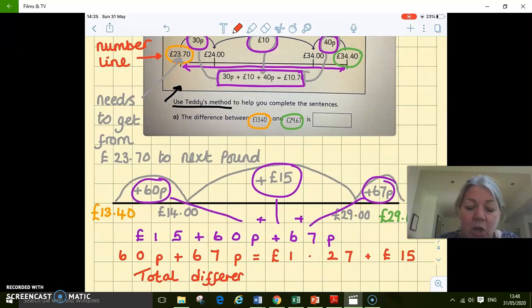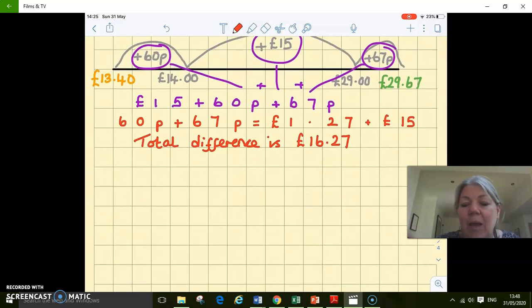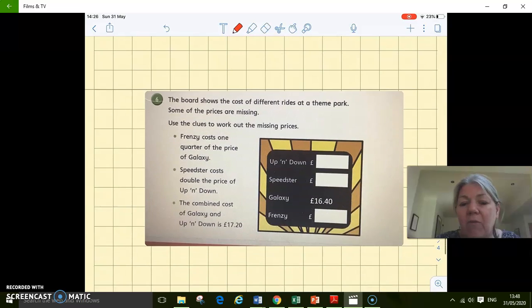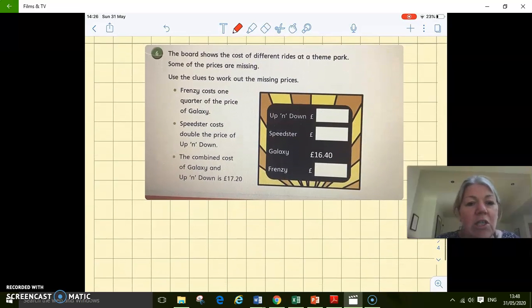So this is the total difference between 13.40 and 29.67. So 15 add 1 is 16, and then I've just got my 27 pence. And then I'm going to pop it in the box. Now you've got a few more like this. Be careful though, because you may have pounds and you may have pence, so you might have to do a little bit of converting. But we're going to move on and just look at the final question.